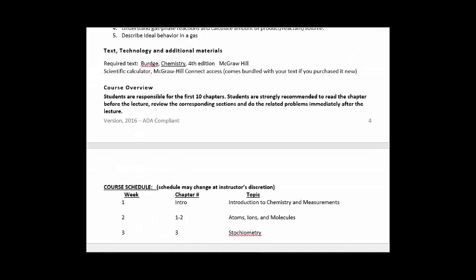So, required material. First of all, you need the textbook, Burge Chemistry, 4th edition by McGraw-Hill, a scientific calculator, and access to Connect. Now this is for the lecture. For the lab, of course, we also need the lab kit that is available through our bookstore.